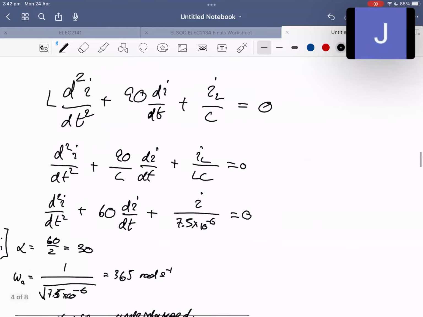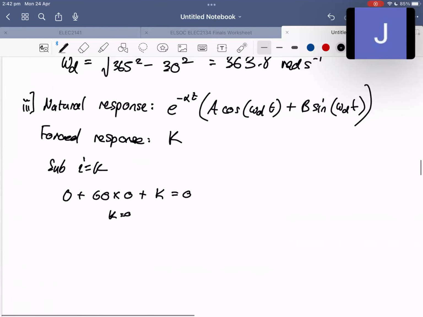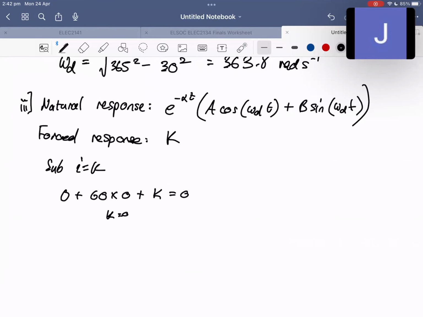Cool. So if I go back, we're concerned with finding the constants A and B. We already have alpha and we have omega d. So all that's left is to find A and B. So here's where our initial conditions come into play.